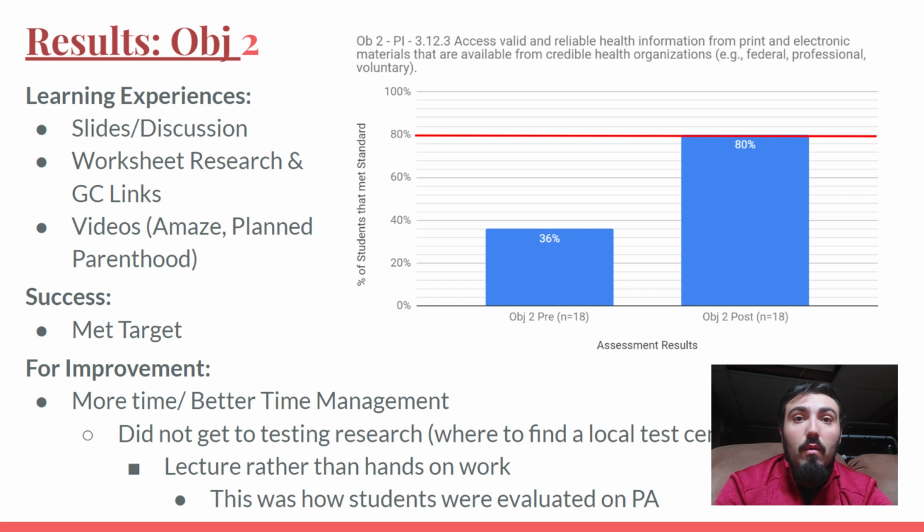Students were supposed to research a local test center that they could use to gather information. Unfortunately, due to the lack of time, students had to hear me lecture about this rather than do the hands-on activity that I had initially planned for. Knowing where to find a local test center is how students were evaluated on the PA, so I think the result of this would have been much better if they had done the hands-on activity rather than just hearing me lecture. But I think that was one of the things that I learned as a more full-time teacher, is that not everything that you planned is going to always happen the way you expected it to.